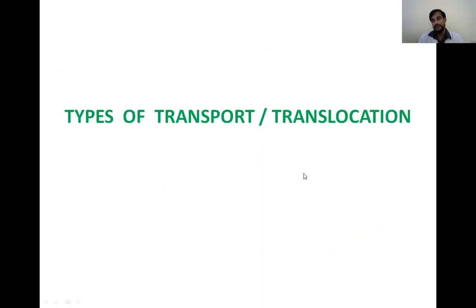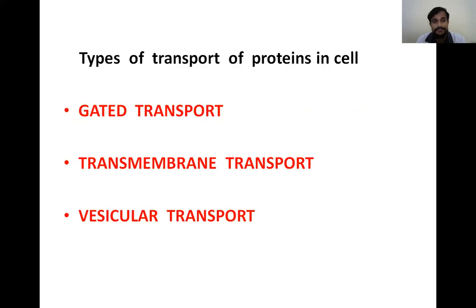And coming to the types of transport, we had seen the types of translocation, co-translation and post-translation, and we had seen the targeting signals, the types of targeting peptides, and now we are seeing the types of transport, how they are transported, by which mechanism. We had seen which peptides, which signals are guiding them. Now we are seeing how they are transported. What is the mechanism of transport of these proteins?